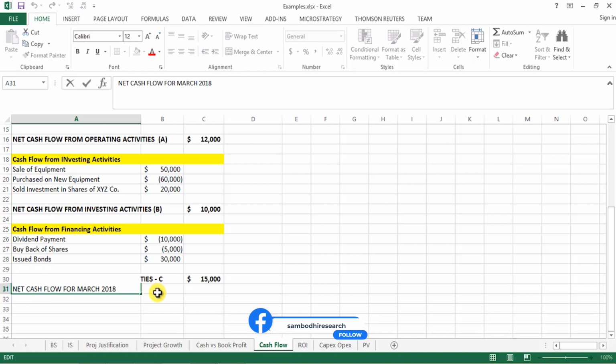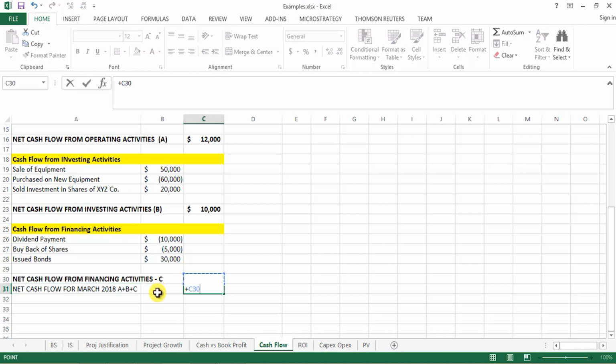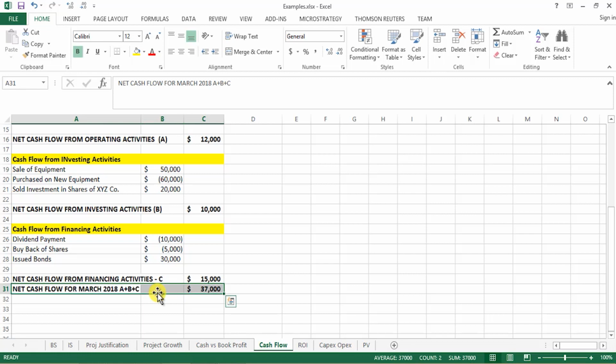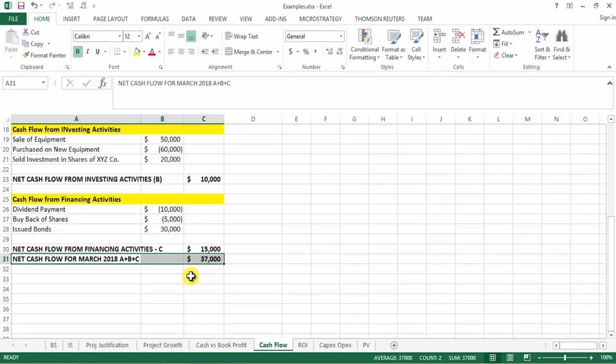So the net cash flow for March 2018 is going to be A plus B plus C. We'll put the formula over here. That is $12,000 plus $10,000 plus $15,000, which is $37,000. So this was your net cash flow for the month of March from the various activities, but there's still a catch. We haven't completed the cash flow statement. Yes, hold on a while.